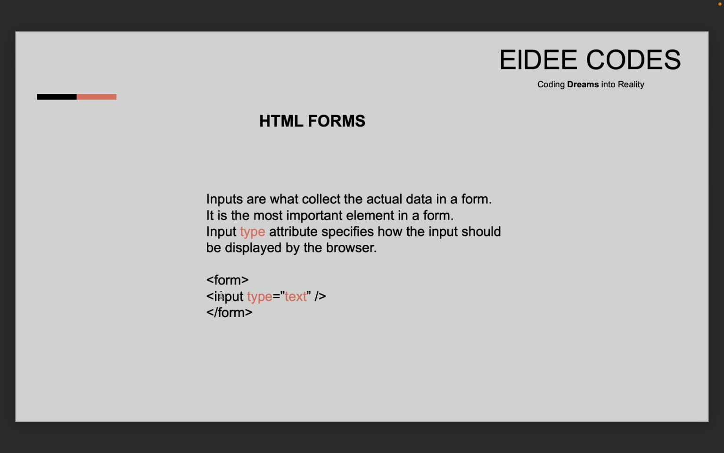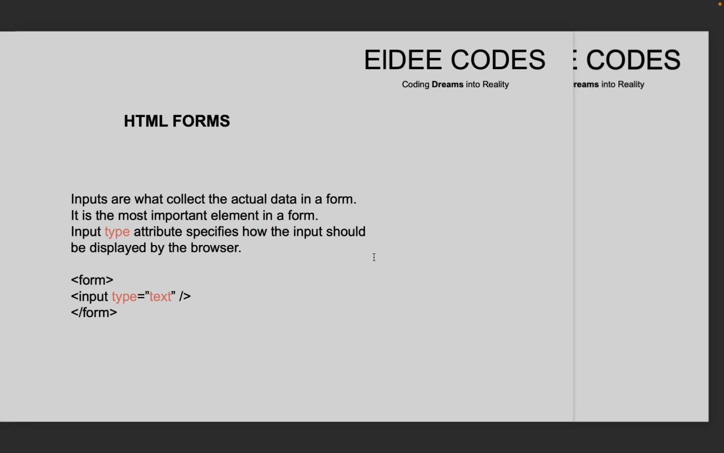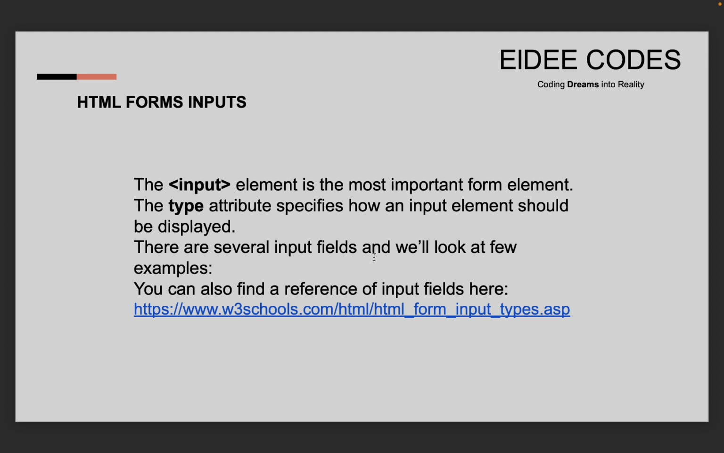So there are so many types of input. We have text, email, password, telephone, radio, checkbox, submit, and so many others. It depends on what you want to create, or what type of input you want to have. That is what this type attribute is simply saying here, that the type attribute specifies how the input will be displayed by the browser.